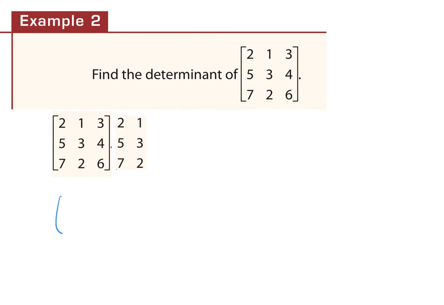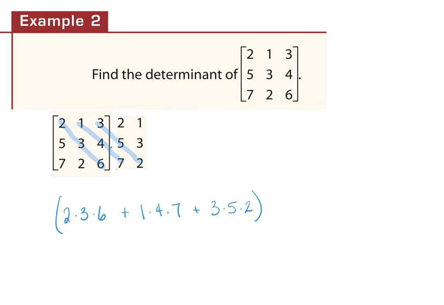So I'm going to multiply my first diagonal, which is 2, 3, and 6. So 2 times 3 times 6, okay? And I'm going to add to that the next diagonal, which is 1, 4, 7. So 1 times 4 times 7, plus the third one, 3 times 5 times 2. Okay, that's my first one.